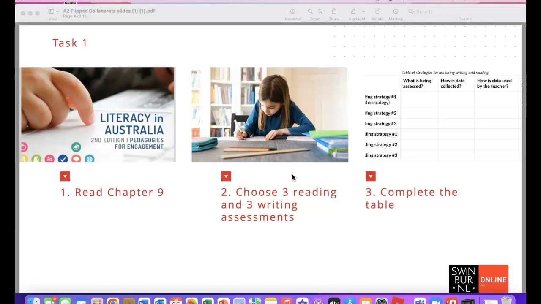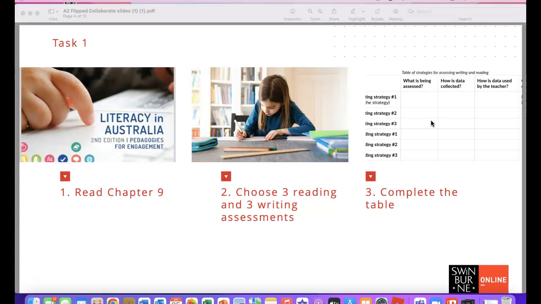You can still write rubric and writing folio and all of these sorts of things, but my tip is that I would choose a specific one. And then you're going to complete your table, and that involves you listing your 3 reading strategies and your 3 writing strategies, and then going into a little bit of detail about each one.